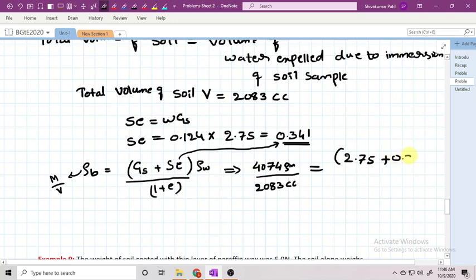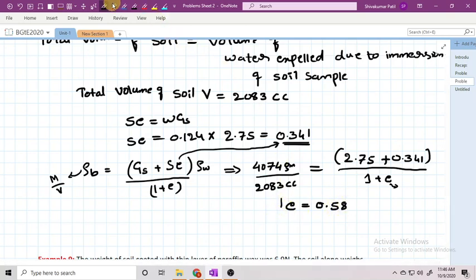So 0.341 divided by 1 plus e. Now e I don't know, right? I will keep it as it is, 1 plus e. So the only unknown is e, and I can find it out. Everything else I know. So if you simplify this, e is equal to 0.58. So this is one answer.